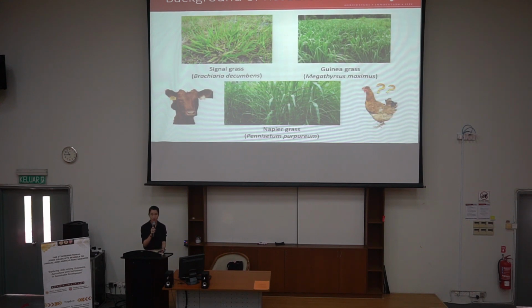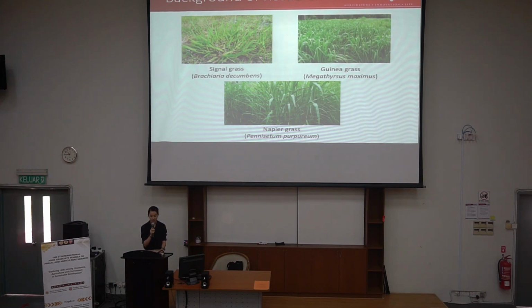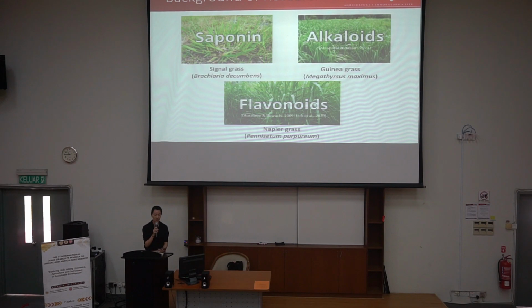use these grasses in place of antibiotics. The reason these grasses have been chosen is not only that they are locally abundant here in Malaysia, but previous studies have shown that they are high in the following phytocompounds: signal grass being high in saponins, alkaloids in guinea grass, and flavonoids in napier.